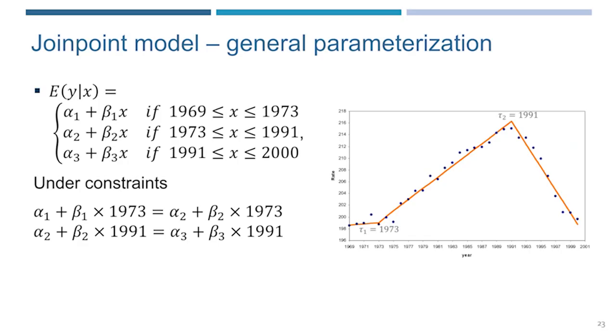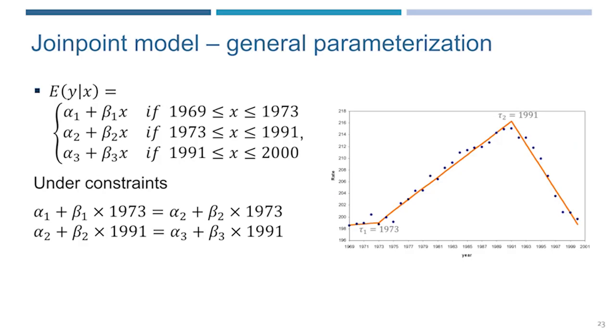One form of the joint point model is called general parameterization. It models each segment with a linear equation. Because the segments are connected, they must satisfy the constraints that force the connections at the joint points. In this example, there are two joint points.